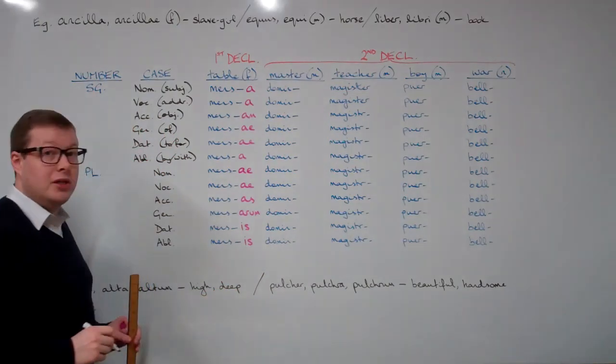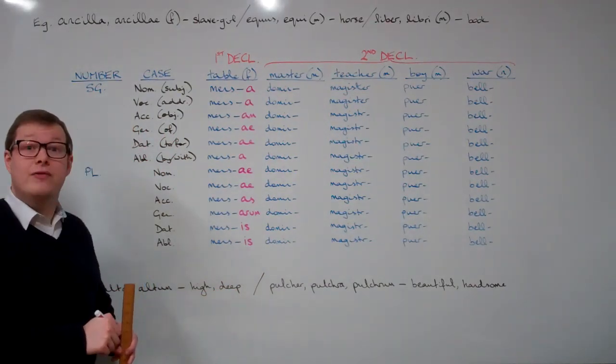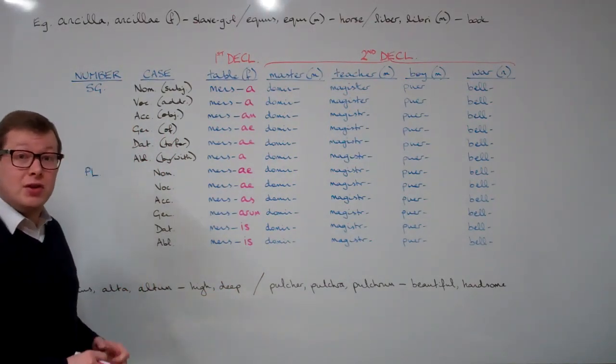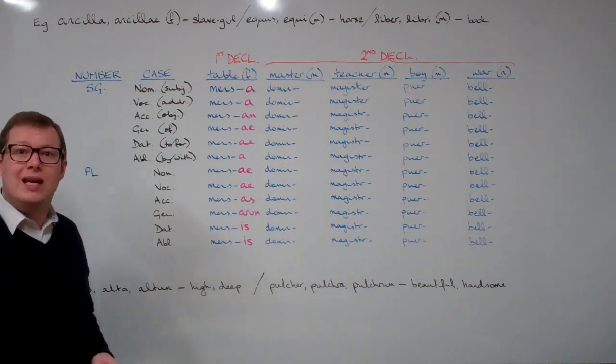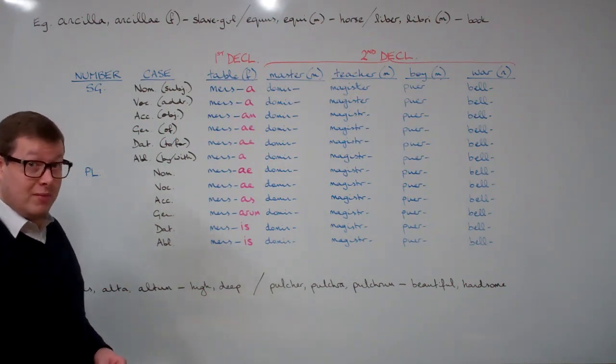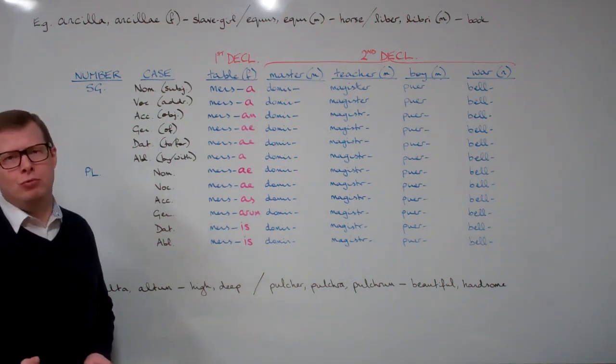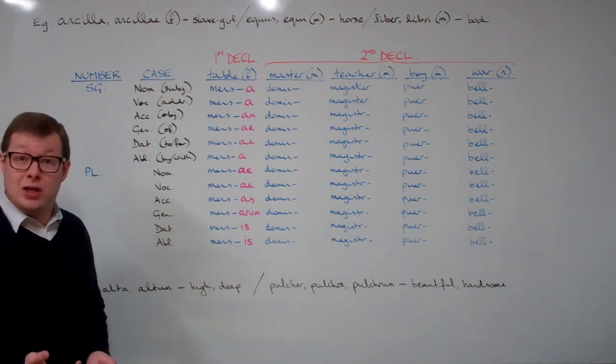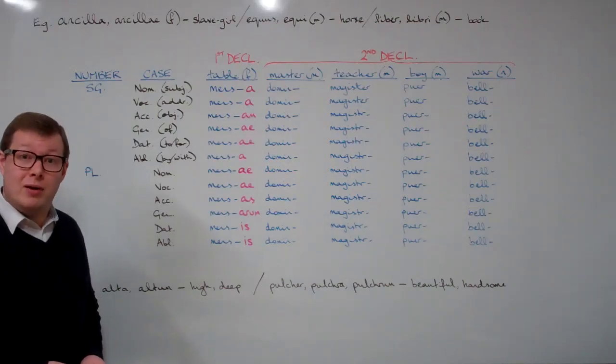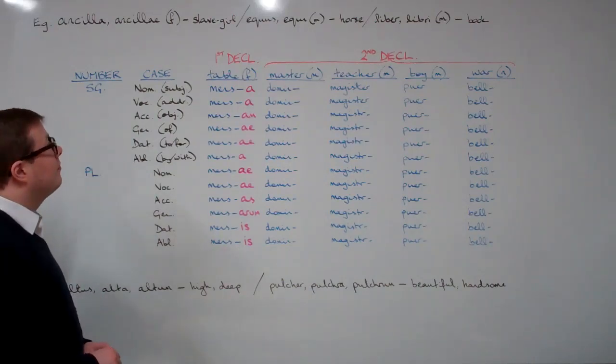The vast majority of first declension nouns are feminine. The only exceptions are a few common nouns, like incola, a native, which could be male or female, and certain words that are masculine because they were considered male roles in the ancient world: nauta, a sailor, agricola, a farmer, and poeta, a poet.